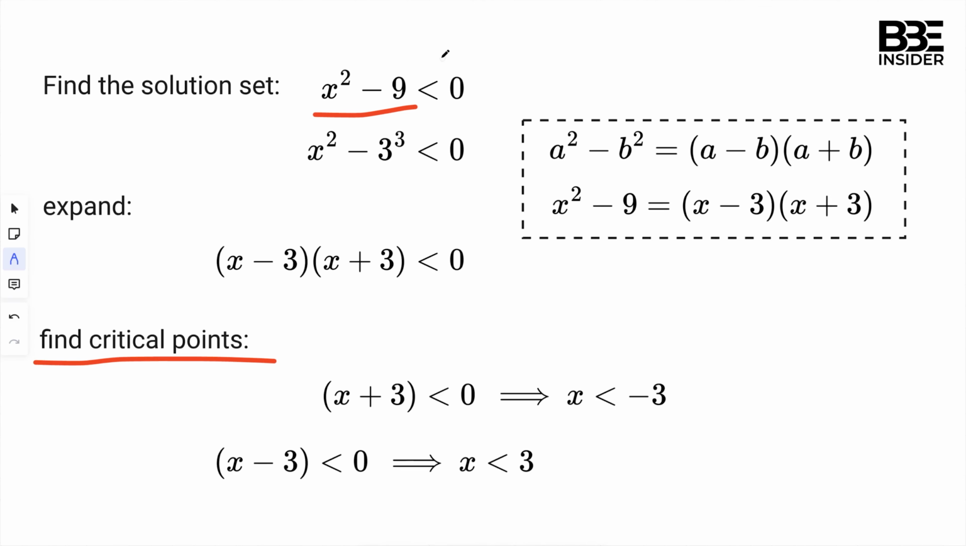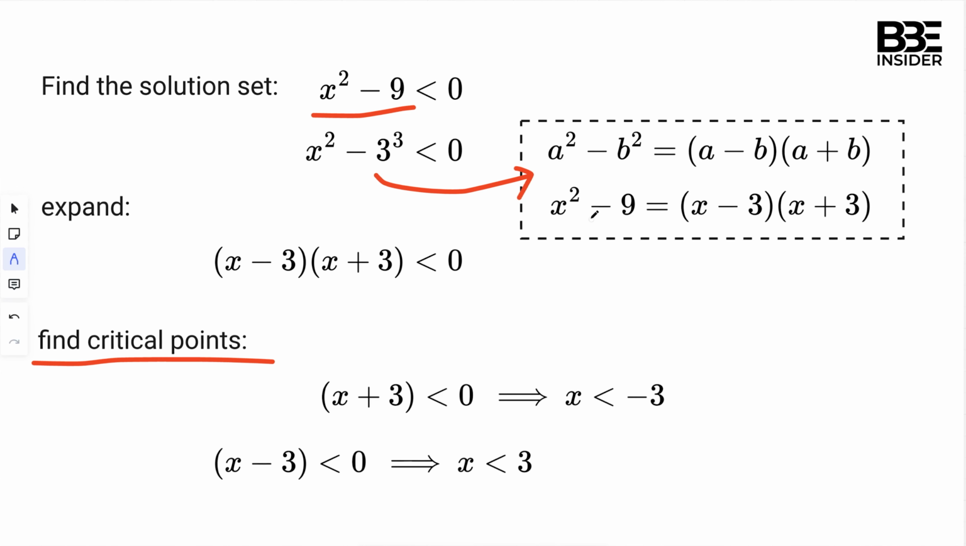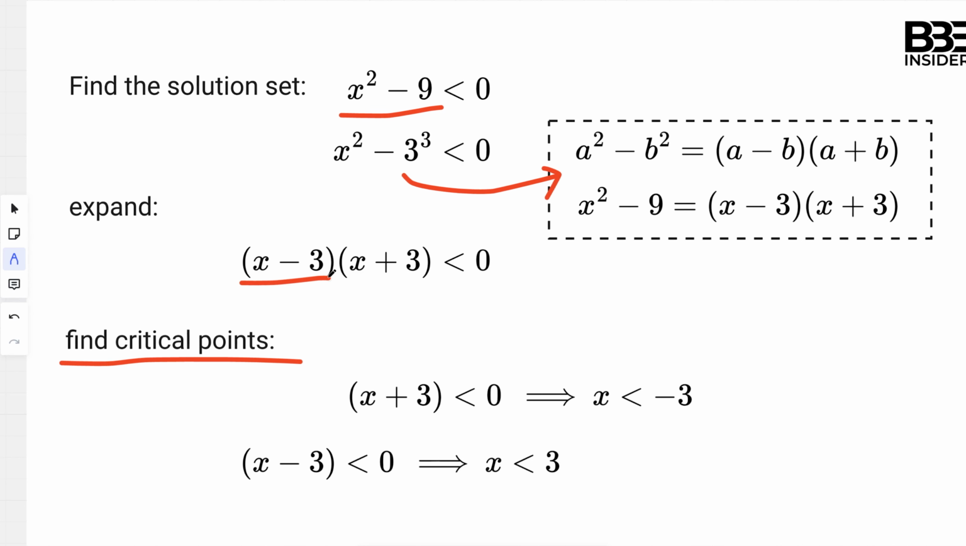Note that the difference of squares formula applies in our case. That means that x to the power of 2 minus 9 is equivalent to x minus 3 times x plus 3. Finding the critical points means that we try to find the value for x where this parenthesis turns 0 or this parenthesis turns 0, meaning that we need to find two critical points in our case.